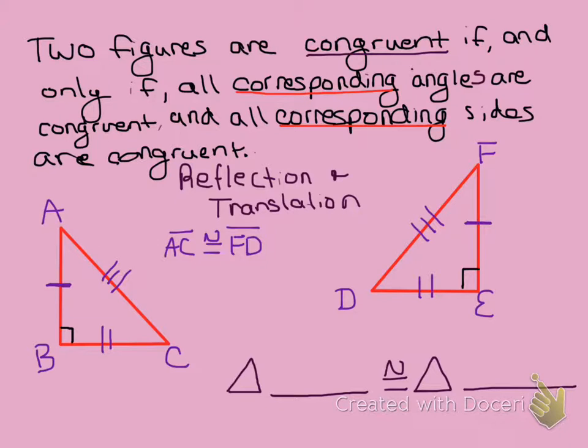Our corresponding angles, A corresponds to F. We already know that B corresponds to E. And C corresponds to D. So now we look at this and we think about how to say that these two triangles are congruent. And to do that, we write what's called a congruence statement.